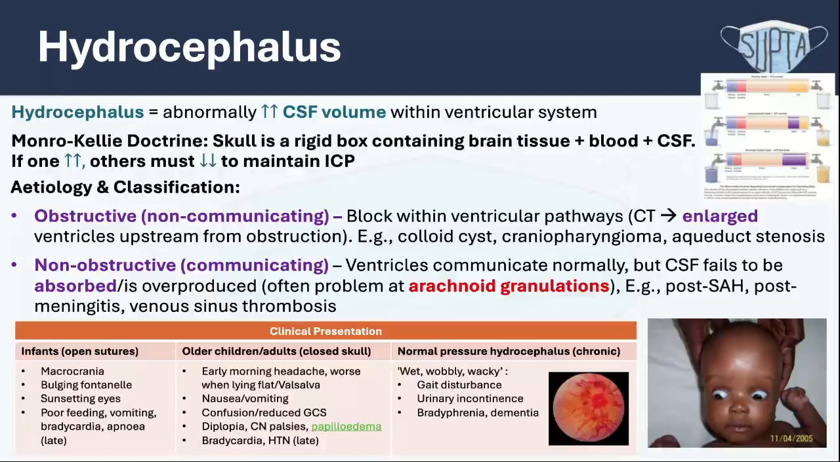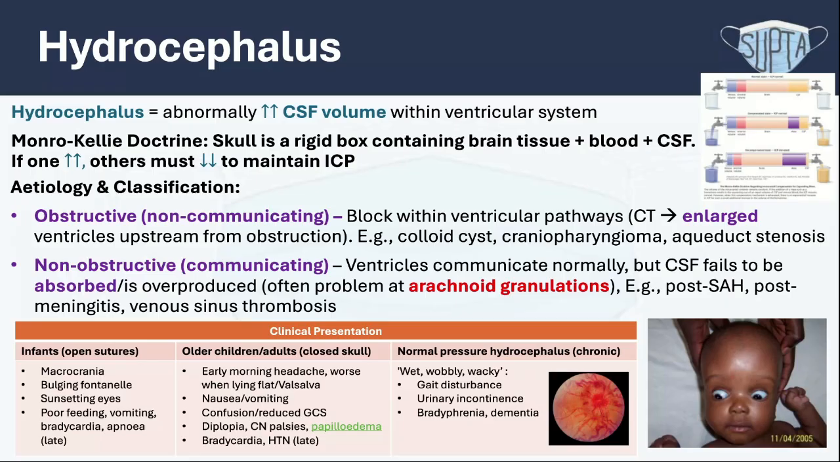So hydrocephalus here, just in general, means an abnormal increase in the CSF volume within the ventricular system, causing active ventricular enlargement because CSF is not passing or being absorbed normally. If untreated, it can lead to neurological deficits, cognitive problems, visual problems, and in severe cases can be fatal.